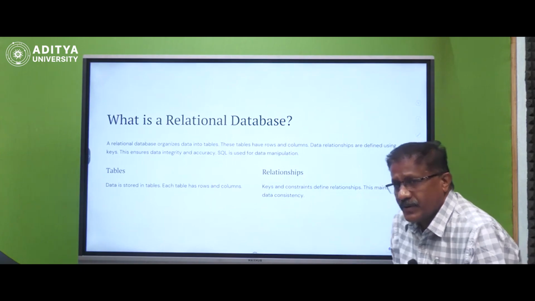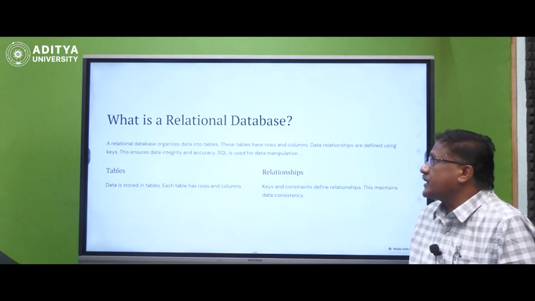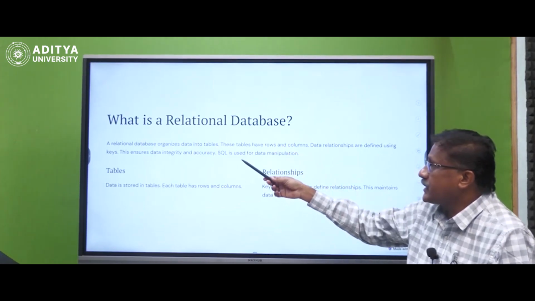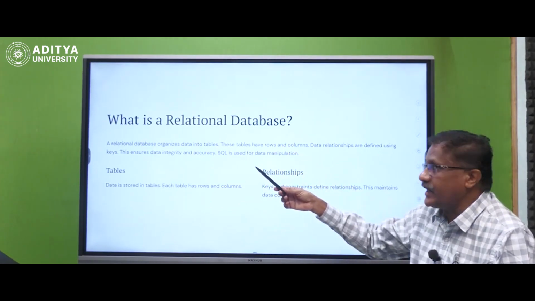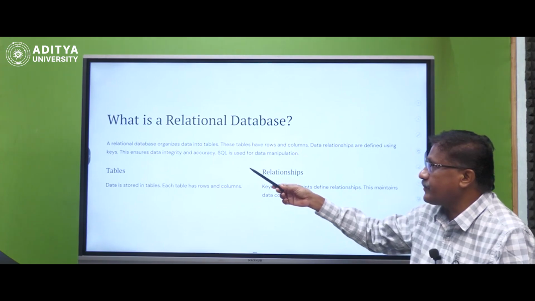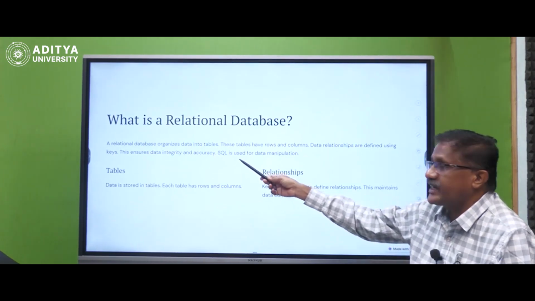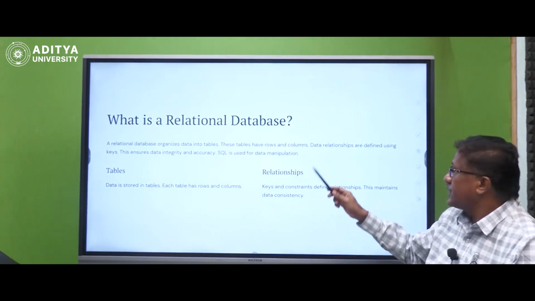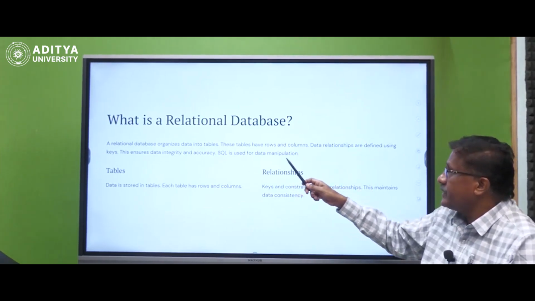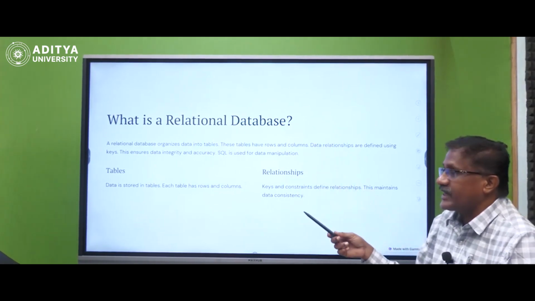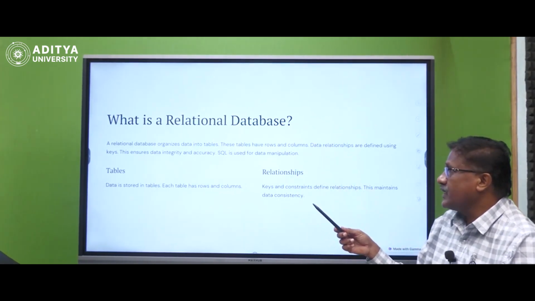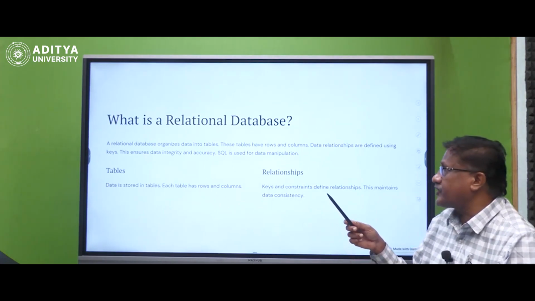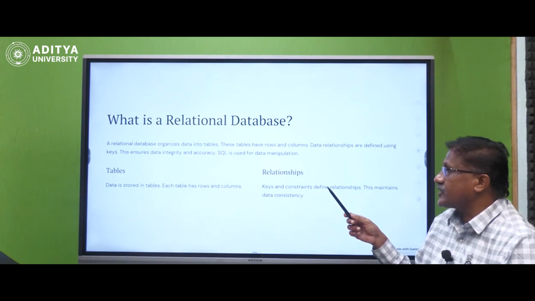Before talking about databases, especially relational databases, a database is nothing but a collection of data that relates one to another. A relational database organizes data into tables. A table consists of rows and columns. Data relationships are defined by various types of keys, called integrity constraints, through which accuracy is ensured. Here we are using SQL.